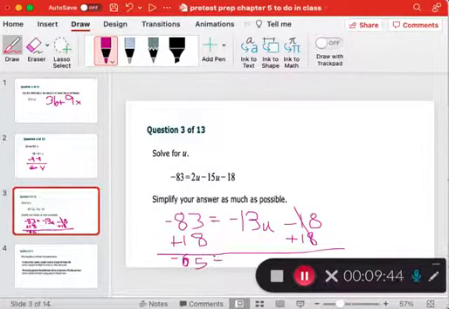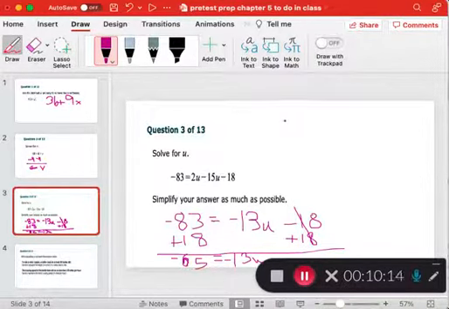So negative 65 equals negative 13u. Now what? Okay, well, are you by yourself in your room yet? No, you are not by yourself in your room. What do you want to get rid of now? The negative 13. So when they're joined by multiplication, how do you get rid of them? Divide. Okay, so we're going to divide out.